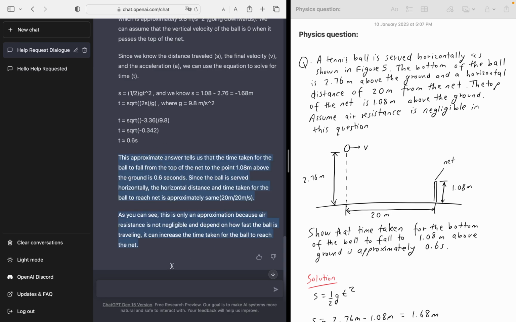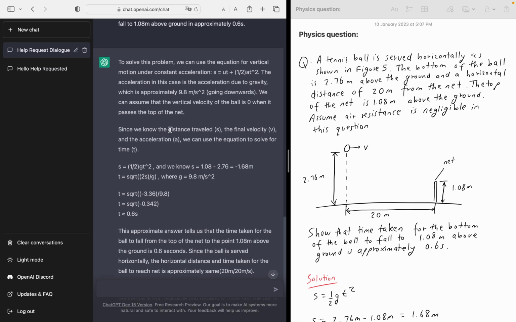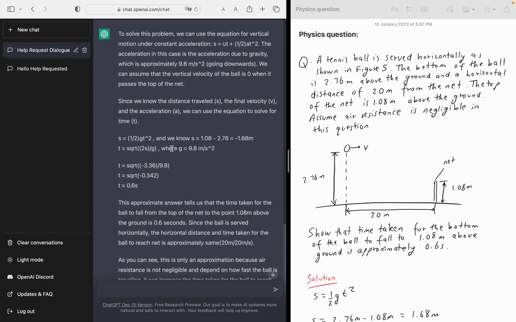Now lastly, it's saying that this approximate answer tells us that the time taken for the ball to fall from the top of the net to the point 1.08 meters above the ground is 0.6 seconds. Since the ball is served horizontally, the horizontal distance and the time taken for the ball to reach the net is approximately the same. As you can see, this is only an approximation because air resistance is not negligible and depends on how fast the ball is traveling, so it can increase the time taken for the ball to reach the net. So after looking at this response, it's pretty impressive what the AI can do and how it actually solved it and got some parts of it right. So it's not fully correct though.